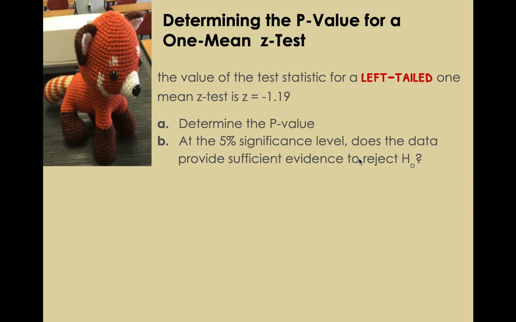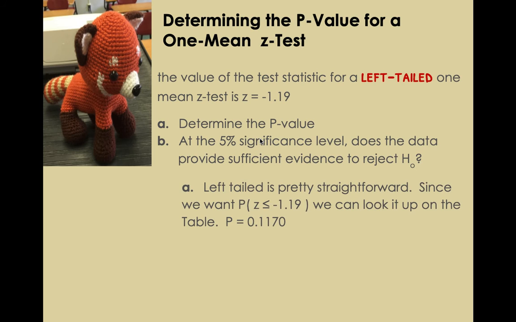The one we did with Kevin and Diego was left-tailed. Those are the most straightforward. So here my test statistic is negative 1.19. We need to find the p-value of my test statistic and compare it to the 5% significance level. Since it's left-tailed, we can just look it up on a table. Look at z equals negative 1.19. We get a p-value of 0.1170. 11.7% is to the left of negative 1.19.